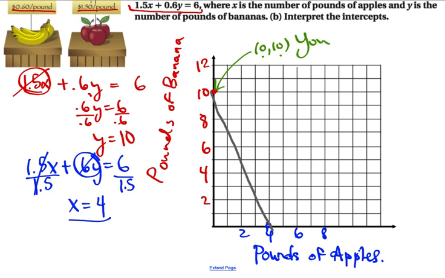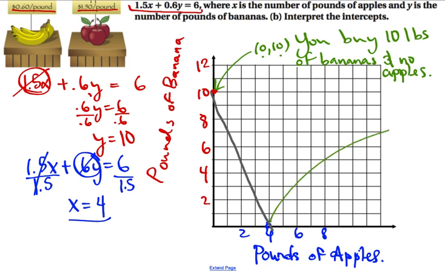So it means you buy 10 pounds of bananas and no apples. So basically it means you spent all $6 on bananas only. This point here, (4, 0), means you spent, it's not 0.4, it's 4.0. It means you spent money on bananas only.